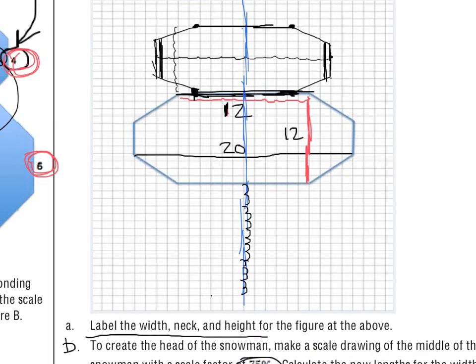So 1, 2, 3, 4, 5, 6, 7.5. And same thing on the other side, 7.5. And the same thing on the bottom, so coming down here, 7.5, 7.5.